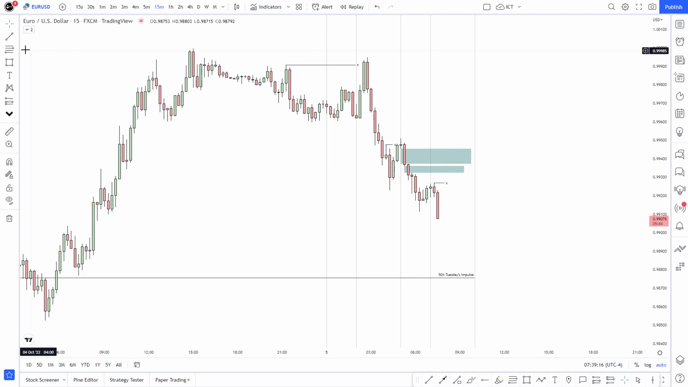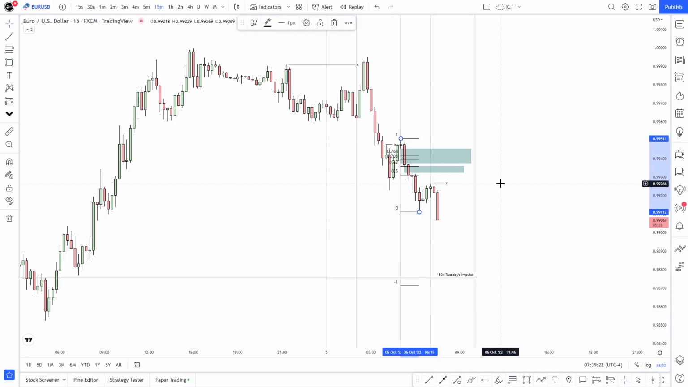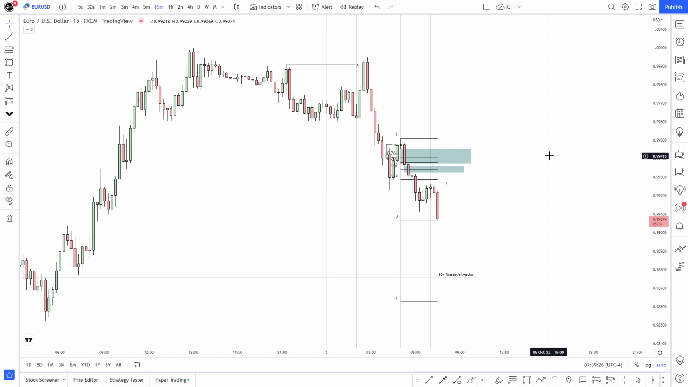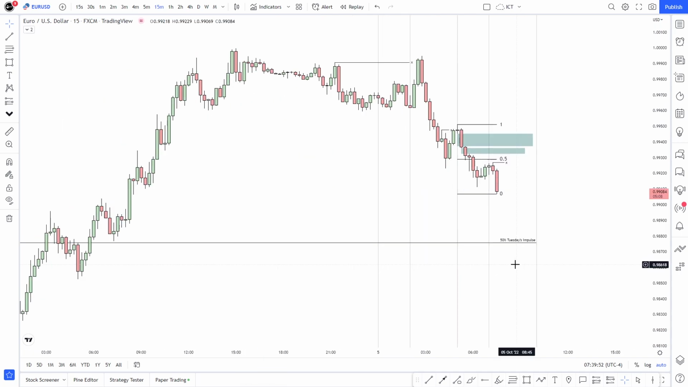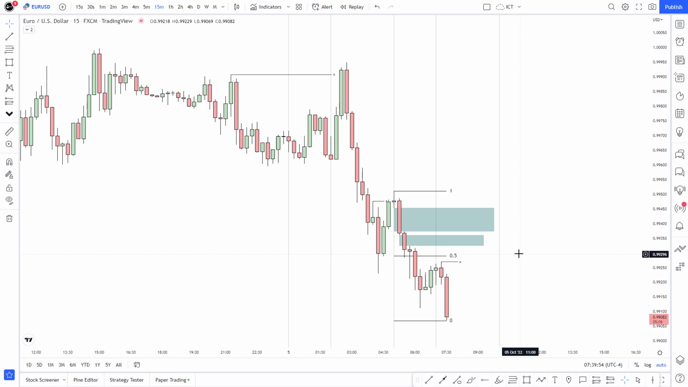And if we wanted to be a little bit more, actually, that is the way. 50% wasn't mitigated, so we can do it like this. So above this high, we already have a 50% retracement, so that's great. And yeah, that's pretty much it. I just wanted to do this little introduction.